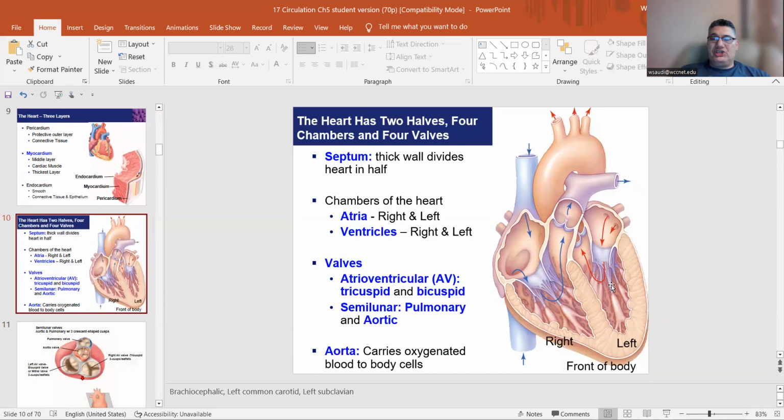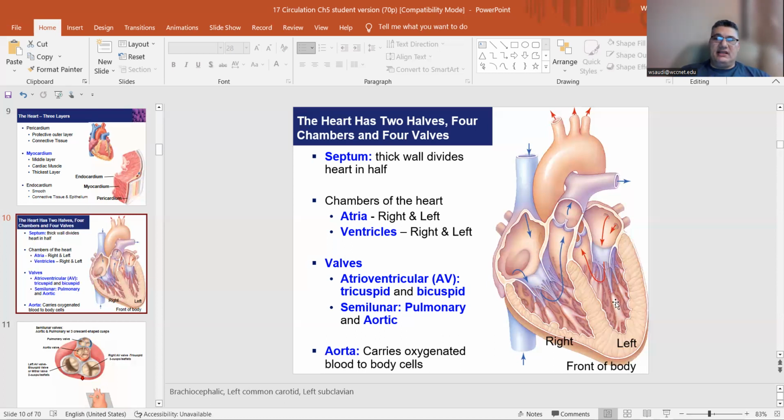Now these four chambers, look at this chamber. This is the right atrium. This is the left atrium. This is the right ventricle. This is the left ventricle. The two upper chambers are called atria, and the two lower chambers that are bigger are called ventricles. Right atrium, left atrium. Right ventricle, left ventricle.